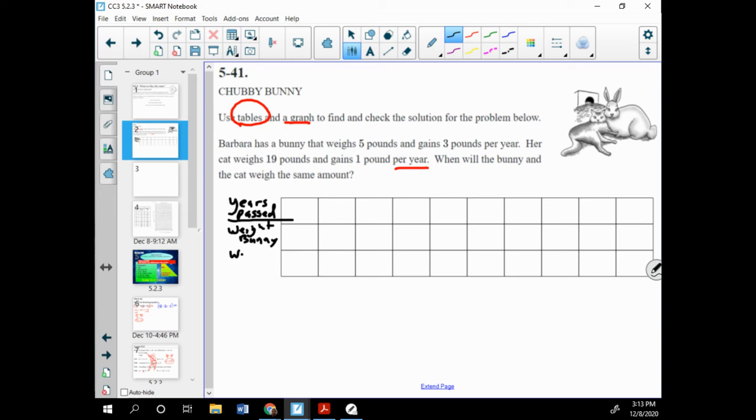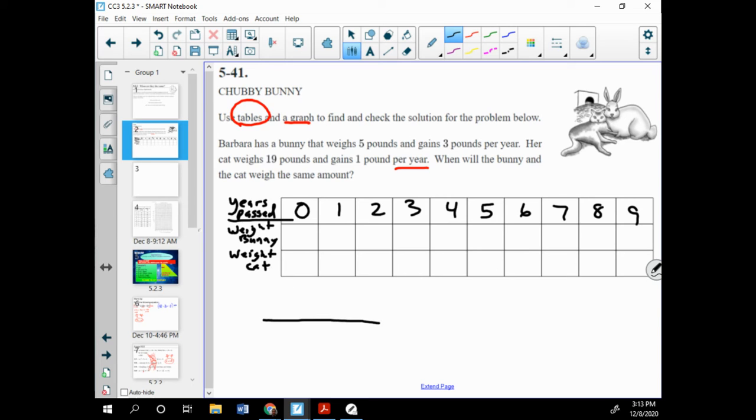And then weight of cat. Now the cool thing about that is that it allows me to put the weight of both animals on the same graph without doing a lot of extra work. I've already just got to set it up. And you can do this on graph paper, you can do this on line paper, just take one line per animal. And again, you can also work down if you wanted to.